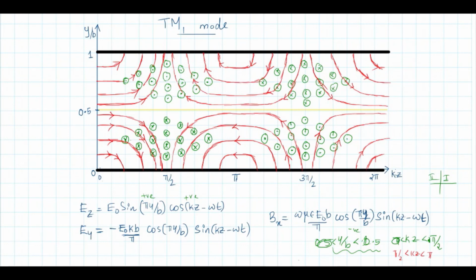Then from pi by 2 to pi, again sign is positive. 0 to 0.5 cos is positive. So these terms are positive. Ey is negative. So pi by 2 to pi also, the electric field y component is in the downward direction. So you have to put a downward arrow there.